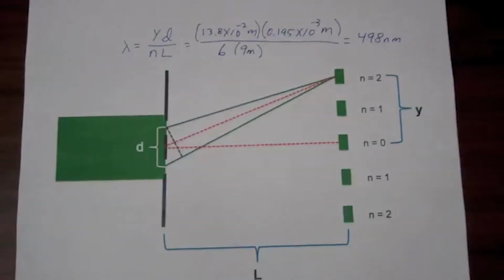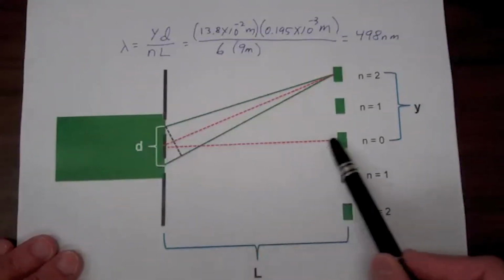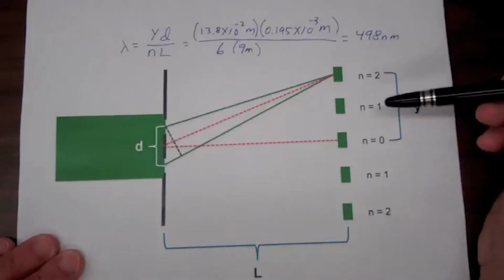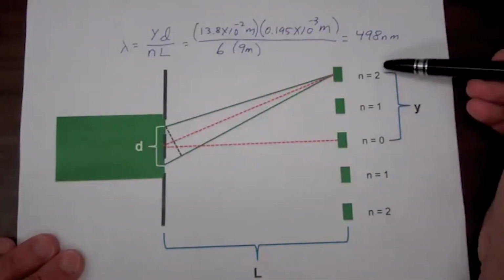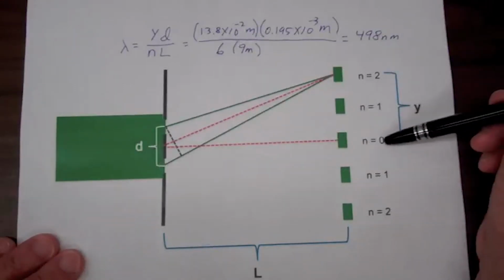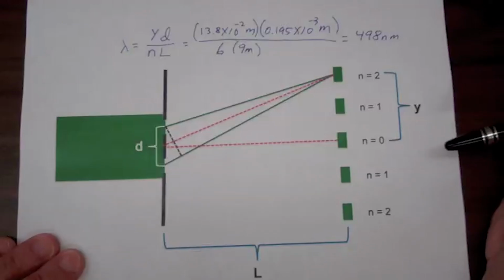Now the actual wavelength of the laser I was using, I know, is 532 nanometers. So we have about 6% error. But that's not too surprising because of our crude measurement of the distance from our laser to the chalkboard, and also the crude measurement on the chalkboard of the spacing between the n equals 0 and n equals 6 fringe.